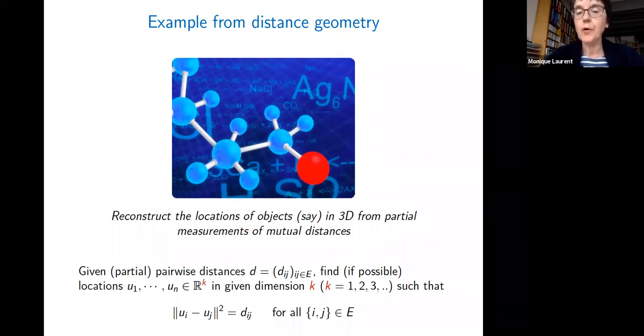So here we have a collection of objects, and we have only some measurements between some pairs of objects, but we would like to reconstruct the locations of the objects from these partial measurements, from these partial distances. In other words, we have some distances, dij, only for some pairs, which can be modeled as the edges of a graph. And we ask whether it's possible to find locations, so vectors u1, ..., un, in some k-dimensional space, where the dimension k could be fixed, equal to 1, 2, 3.